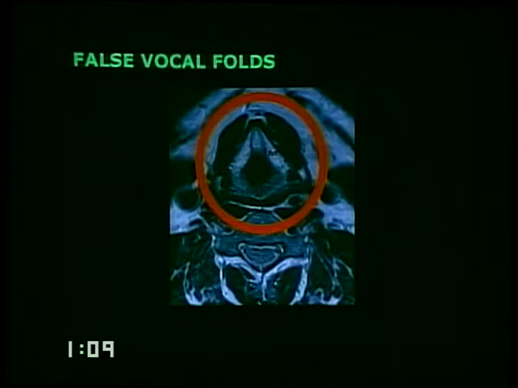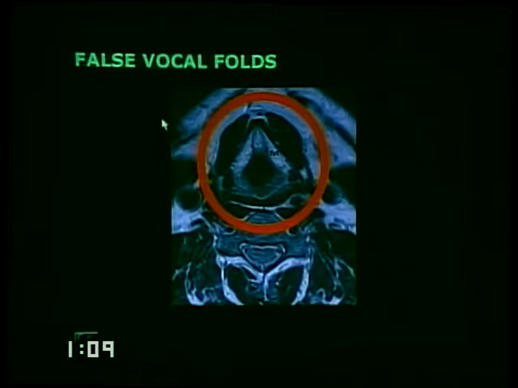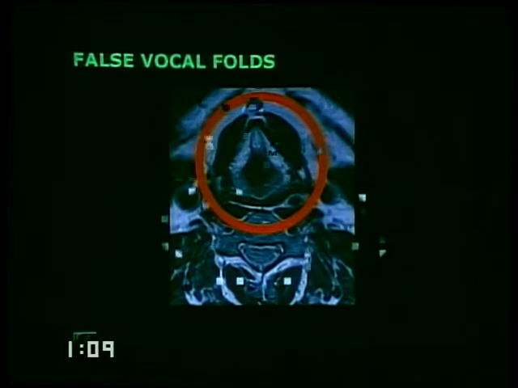True and false vocal folds are very easily identified on MR, much easier on MR compared to CT, because the false vocal folds, F for false, F for fat, reflect the signal of fat, be it CT or MRI, and you can see exactly where they're located because they mimic the signal intensity of fat.